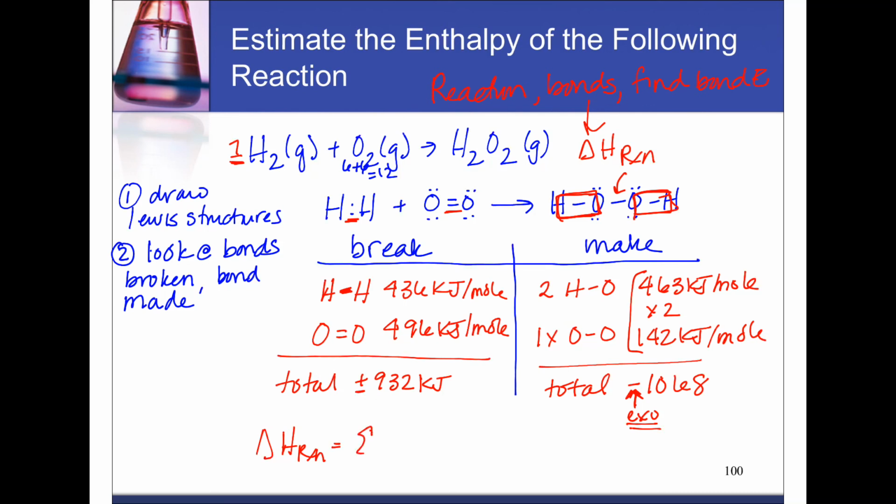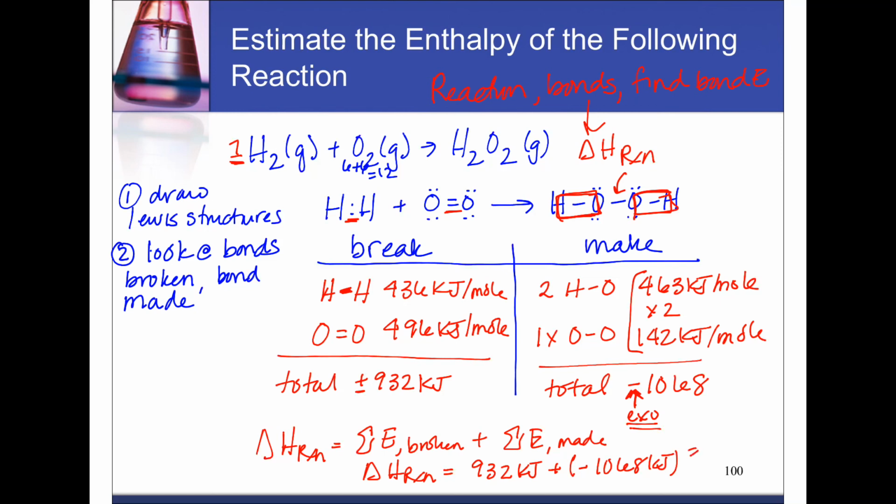So the equation that we used is that the delta H of reaction is equal to the sum of the energies of the bonds that are broken, plus the sum of the energies of the bonds that are made. And the way we do that here is delta H of the reaction equals 932 kilojoules. So that's our broken, the ones we're breaking. And then we are adding a negative 1068 kilojoules. Okay, we're running out of room there, but the total is negative 136 kilojoules. And that's how we find the delta H of a reaction. So we're finding the delta H of a reaction by looking at a reaction, looking at the Lewis dot structures, and then finding the bond energies.